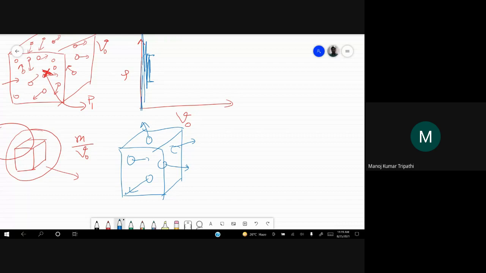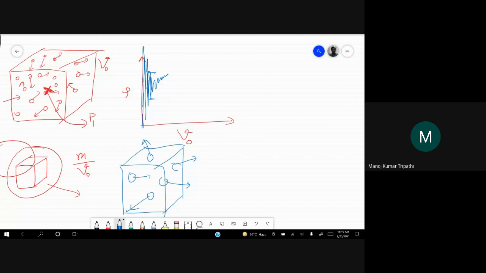Okay? And you can imagine that this jitter will die down after some volume, where it does not matter whether one single molecule leaves or enters the volume V0. So there will be very small jitter here beyond some volume V0, and then you will have a density that is constant. So this limit after which this jitter dies down, that is known as the continuum limit.